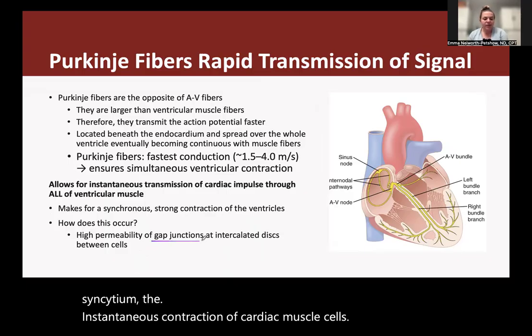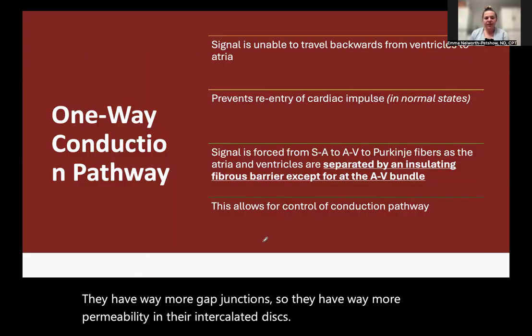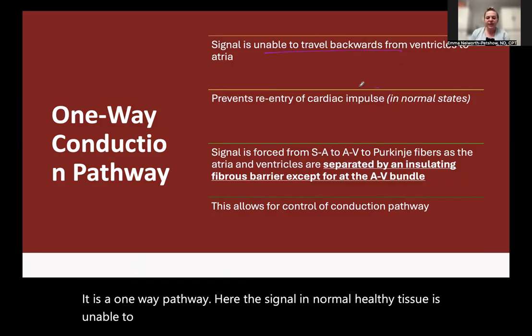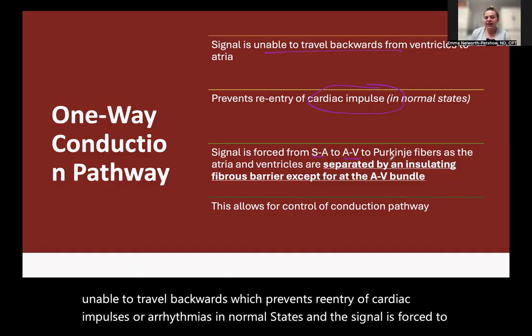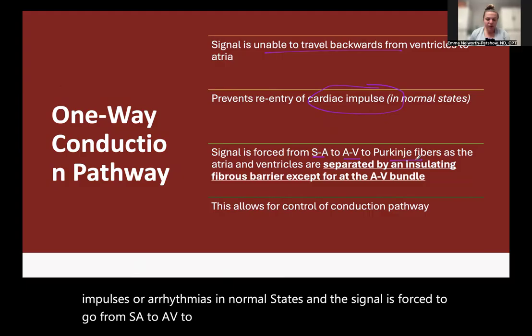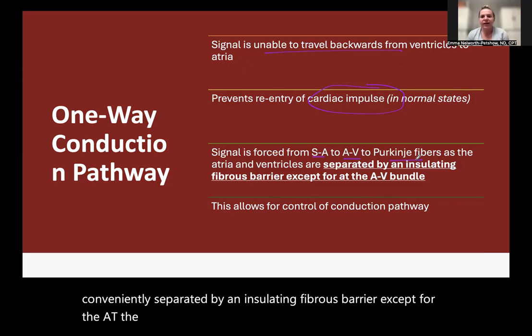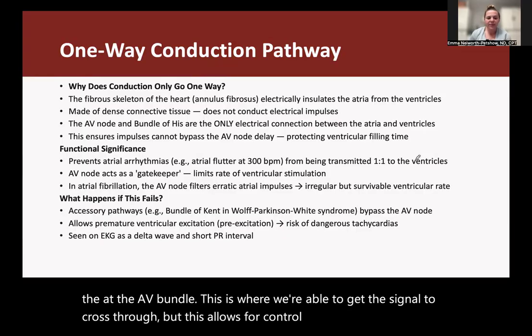They have way more gap junctions, so they have way more permeability in their intercalated discs. It is a one-way pathway here. The signal in normal healthy tissue is unable to travel backwards, which prevents re-entry of cardiac impulses or arrhythmias in normal states. And the signal is forced to go from SA to AV to Purkinje, and the atria and ventricles are conveniently separated by an insulating fibrous barrier, except for at the AV bundle. This is where we're able to get the signal to cross through. But this allows for control of our conduction pathway.